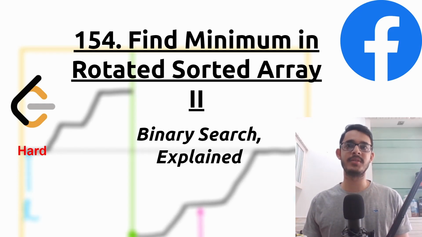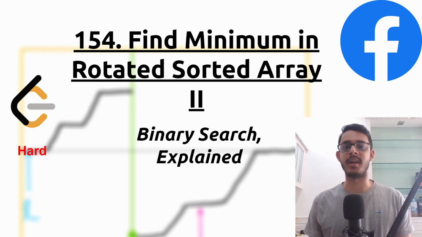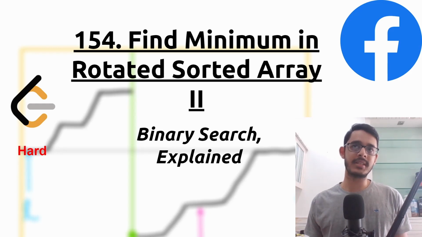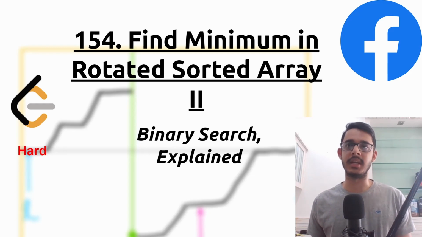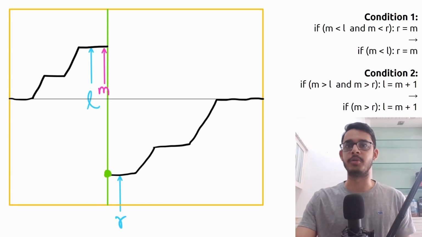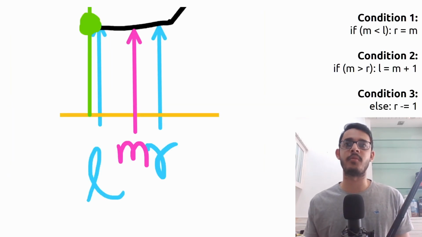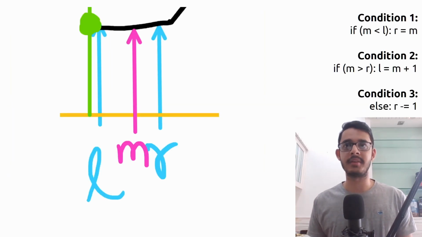In this video solution, we are going to dive into the problem Find Minimum in Rotated Sorted Array Part 2, recently asked in Facebook. I'm going to discuss the binary search optimization in detail with the help of a couple of visualizations to help us understand what's going on. Let's get started with the solution.